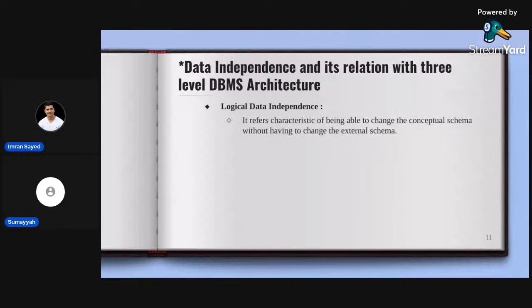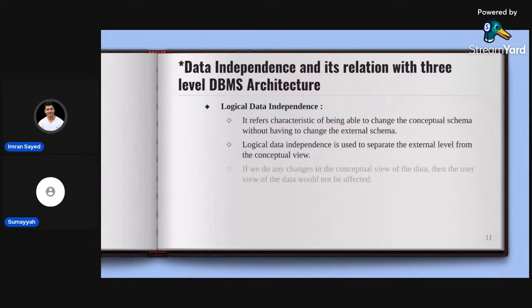Logical data independence refers to the characteristic of being able to change the conceptual schema without having to change the external schema. Logical data independence is used to separate the external level from the conceptual level. If we make any change in the conceptual view of data, then the user view will not be affected. Logical data independence occurs at the user interface level.